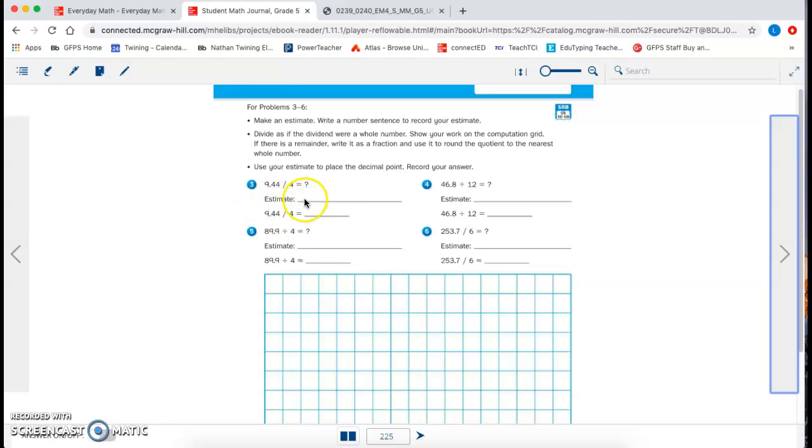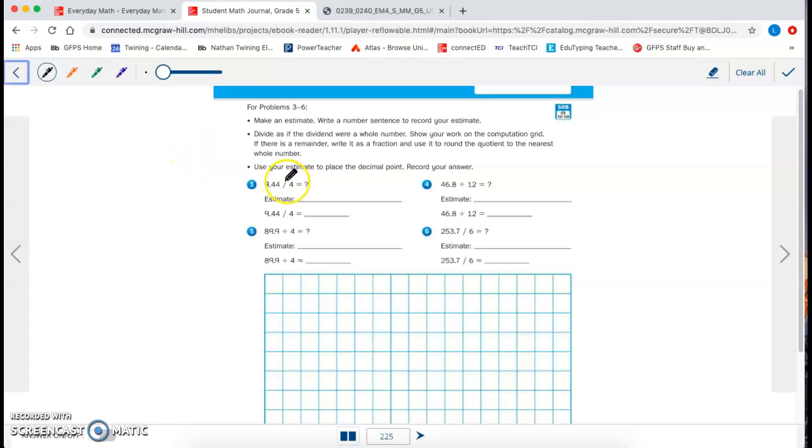So you have to do your estimate again. And then you have to do your division and find what you think the answer is. I'll do one of them for us. So let's look at 3. We have 9 and 44/100 divided by 4. Now this is one where my estimate is going to have a remainder.